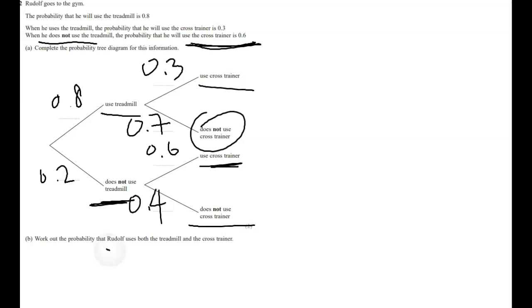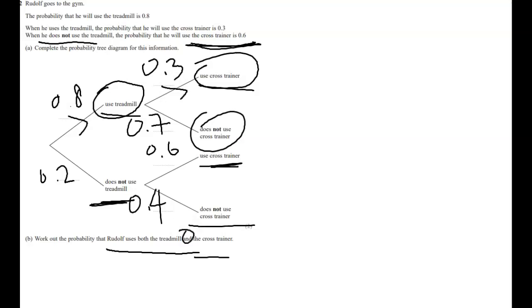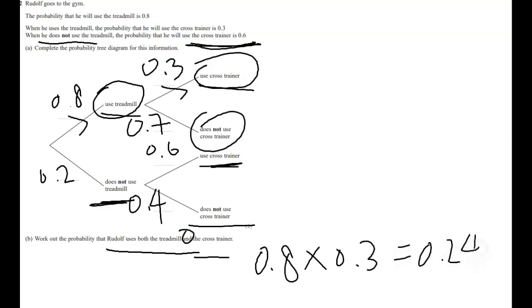So it's the fact that Rudolph used both treadmill and cross trainer. So let's try to see which are the scenarios. Use treadmill and cross trainer. So that means we would go down this route. So if I were to go down this route, because it's an "and" scenario, the fact that I use the treadmill and use the cross trainer, the way of doing this would be 0.8 multiplied by 0.3, and that's 0.24.